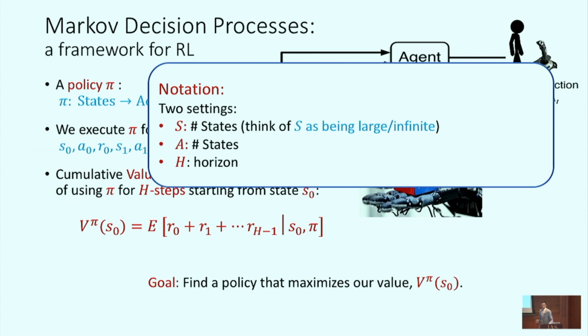And that's the very natural way to think about the world in that picture. Just in terms of notation, we're going to say S is our number of states. Think of the number of states as being large or infinite. A is the number of actions, and H is the horizon.